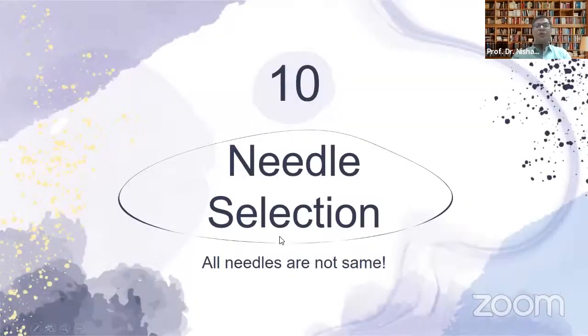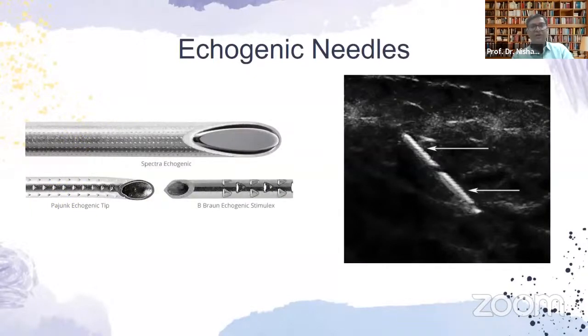Now, for a block, naturally you have to have a needle. So how are the PNS and ultrasound needles different? The ultrasound needles are echogenic needles. They have spectra echogenic, the Pajunk echogenic tip, B. Braun echogenic Stimuplex. So what it does is provide extra surfaces for the sound waves to be reflected to the probe. So the more the surfaces to reflect, the better is the visibility of your needle. So echogenic needles are special needles, right?